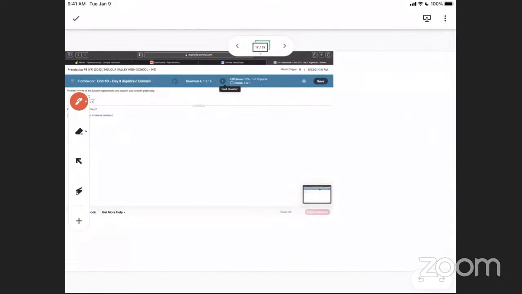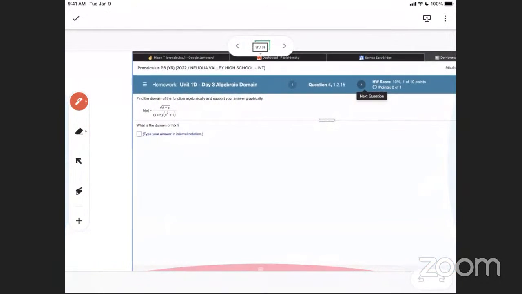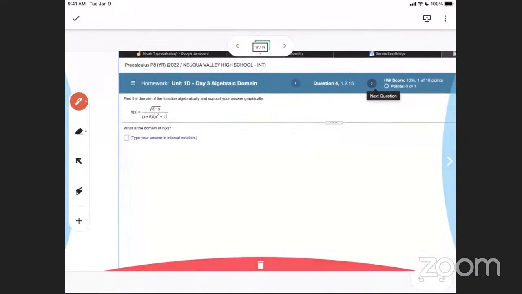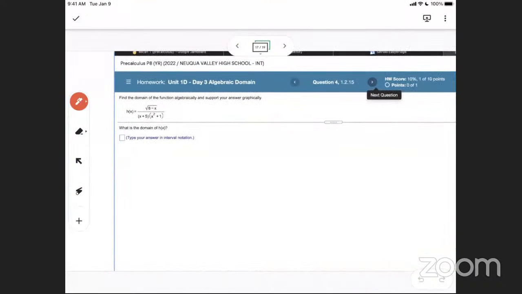Excellent. Next one, let's whip through these real quick here. We've got about 5 minutes left. Find the domain of the function algebraically and support your answer graphically. So same deal. Actually, there's two no-nos here. This right here can't equal 0, right? But also this inside here, what do we know when we have a square root of something? What has to be true about what's inside there?